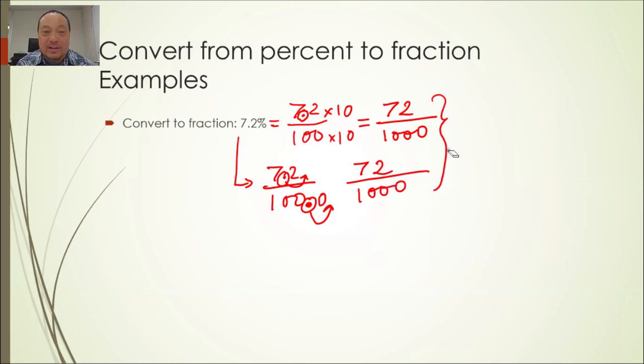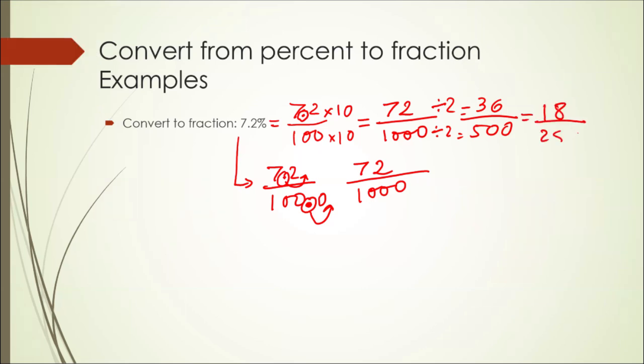All right, I'm at 72 over 1,000. I'm ready to simplify. 72 is an even number, so I can simplify by 2. I get 36 over 500. I simplify by 2 again. I get 18 over 250. And I divide by 2 one more time. It's 9 over 125. Now I'm done. Final answer, 9 over 125.